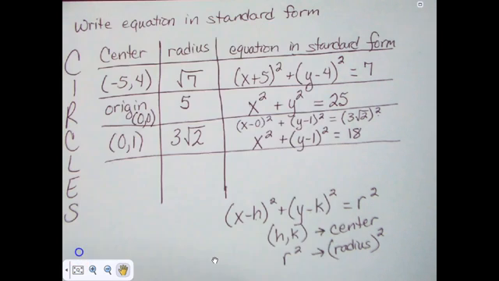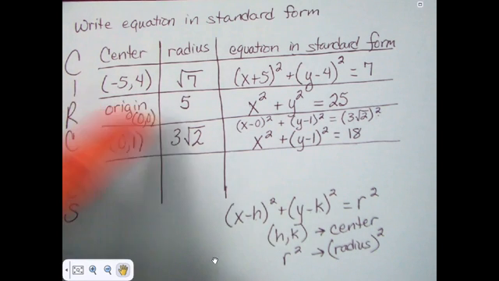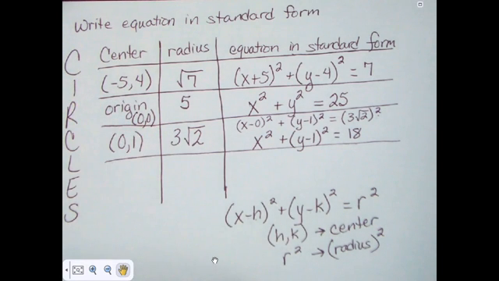Let's pause here. So that's 3 good examples of writing an equation in standard form when you have the center and the radius. Please look forward to the next video where I'll do a couple of examples of finding the equation in standard form of a circle when you know its center and you know a point that's on the circle, not the actual measurement of the radius.